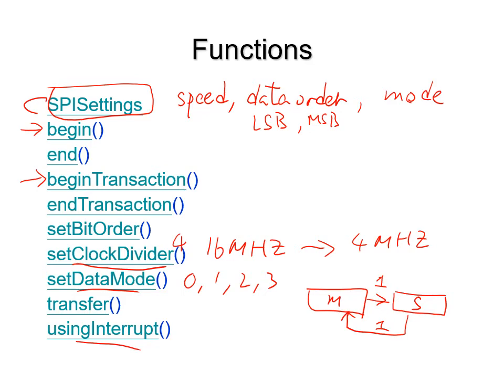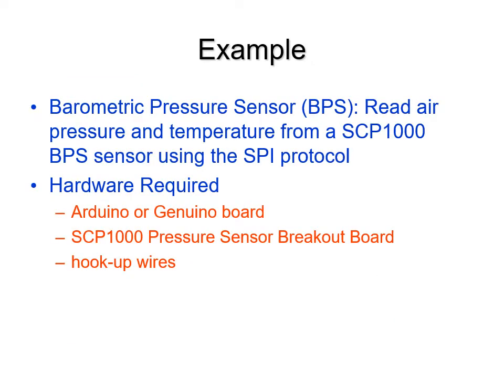Now here we have an example, and we are going to connect a barometric pressure sensor, BPS. It is going to read the air pressure and temperature from the part number SCP-1000 BPS sensor using the SPI protocol. And for the hardware required, you may have the Arduino board or Genuino board. You have the sensor and some hook-up wires.